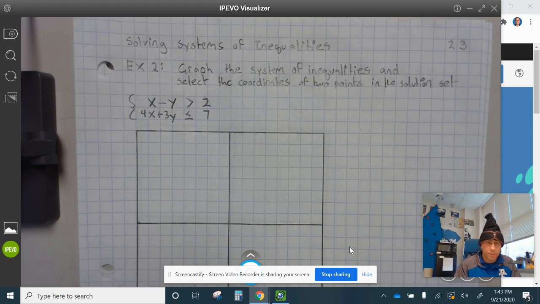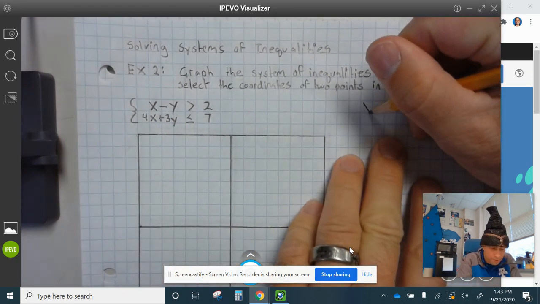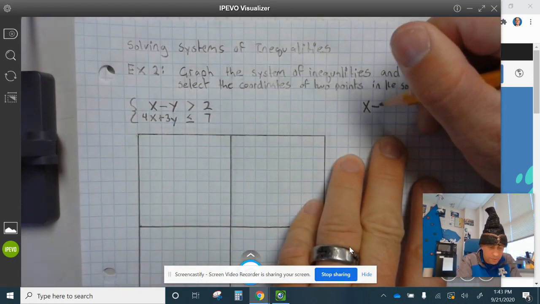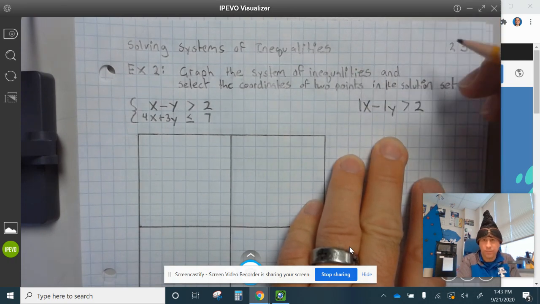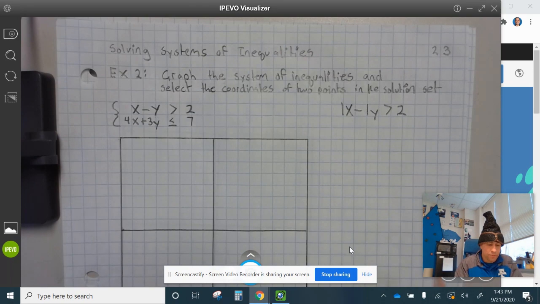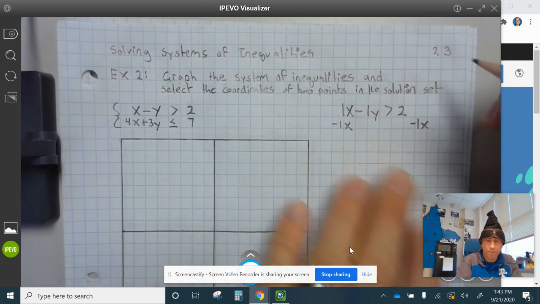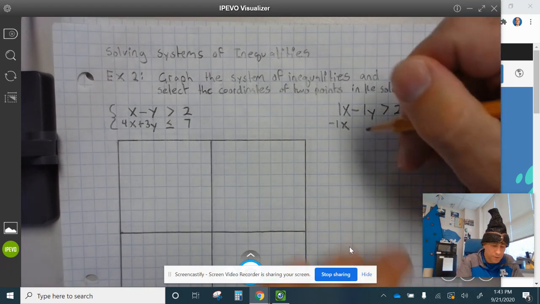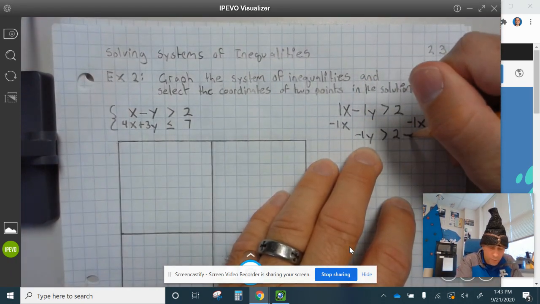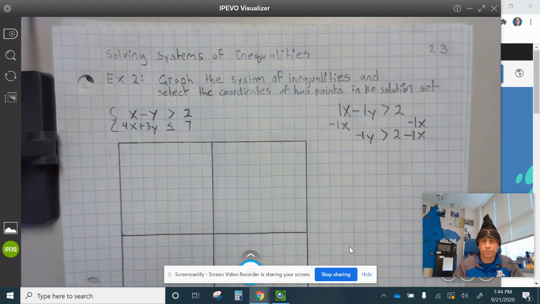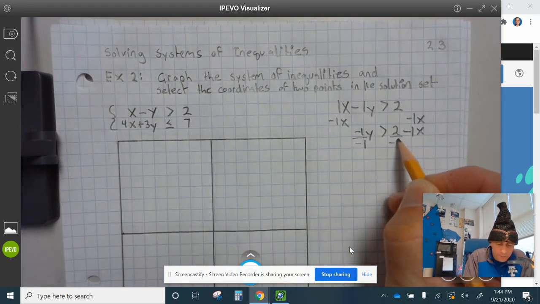Okay, now before we can graph this, we need to solve this for y. So let's come over here. We have x minus 1y greater than 2. First step, we're going to subtract 1x from both sides. So then you have negative 1y greater than 2 minus 1x. We're going to divide everything by negative 1.